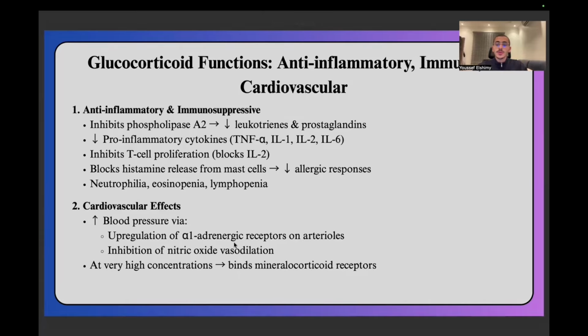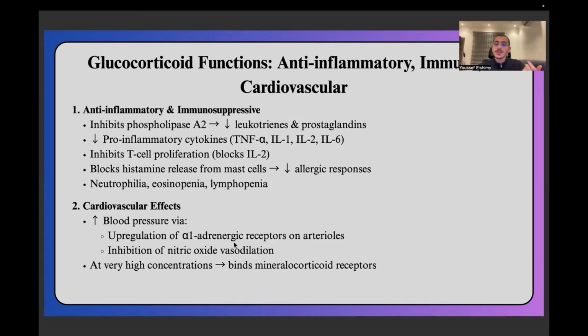All right. Glucocorticoids have a lot of anti-inflammatory effects, as well as immunosuppressive and cardiovascular effects. Regarding the anti-inflammatory and immunosuppressive effects, it basically inhibits phospholipase A2. And by inhibiting this, you inhibit the production of leukotrienes and prostaglandins. These play a role in inflammation. What else? It decreases pro-inflammatory cytokines, things like TNF-alpha, interleukin 1, interleukin 2, and interleukin 6. All of these play a role in inflammation.